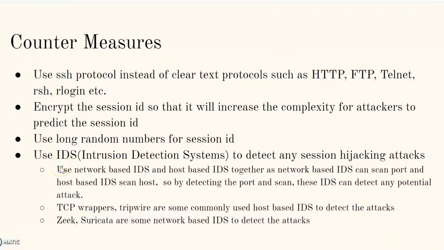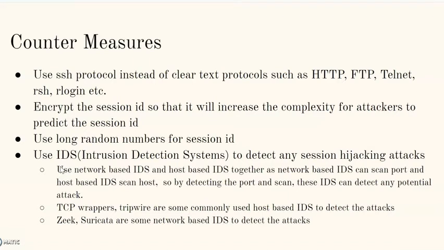Countermeasures that are taken for preventing the Mitnick attack: the first one is to use the SSH protocol instead of clear text protocols such as HTTP, FTP, Telnet, RSH, RLogin, etc. Encrypt the session ID so that it will increase the complexity for attackers to predict the session ID. Use long random numbers for session ID. Another countermeasure is to use intrusion detection systems to detect any session hijacking attacks.